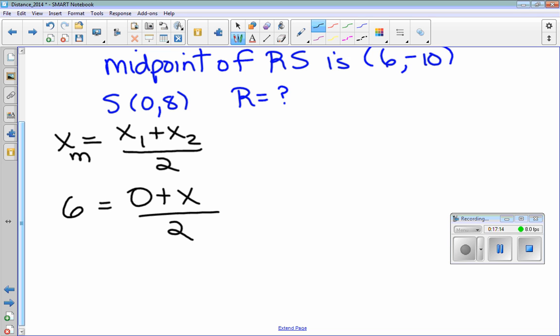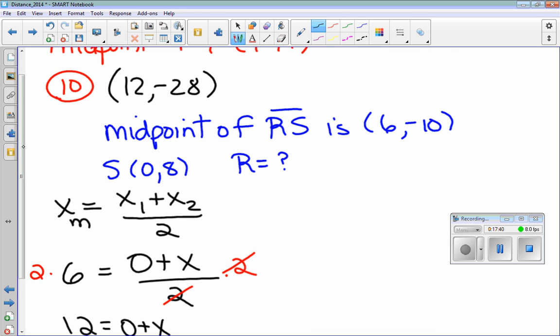And now I'm going to go ahead and solve it for x. Stephanie, do you remember what we did last class and how we solved this for x? Very good. To get rid of my fraction, I'm going to multiply both sides by 2. Perfect. And that gives me 12 is equal to 0 plus x. X is just 12. Good. So that's where the 12 came from as the x-coordinate of the other endpoint.